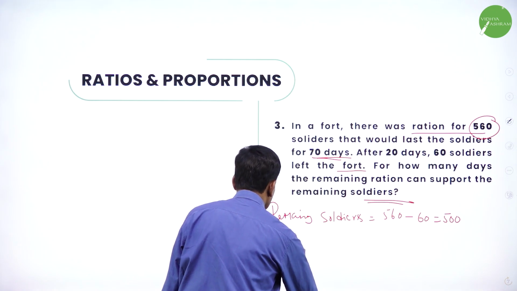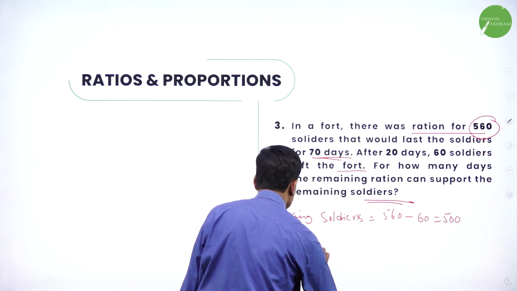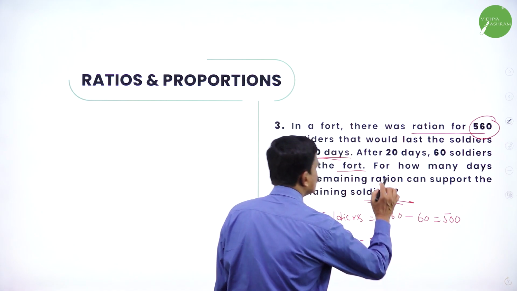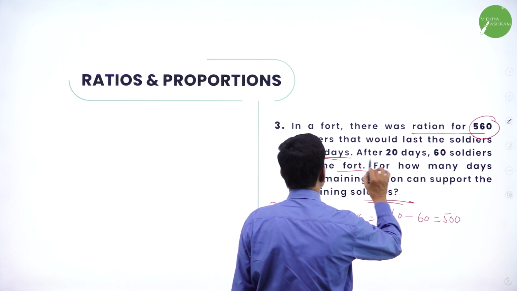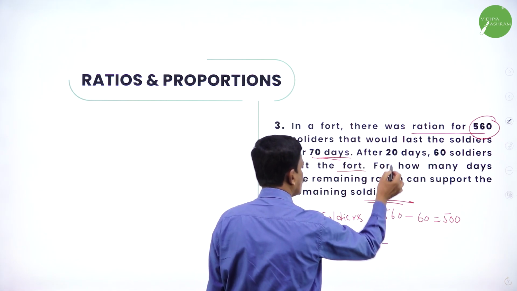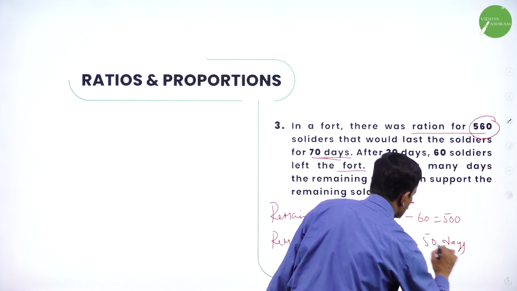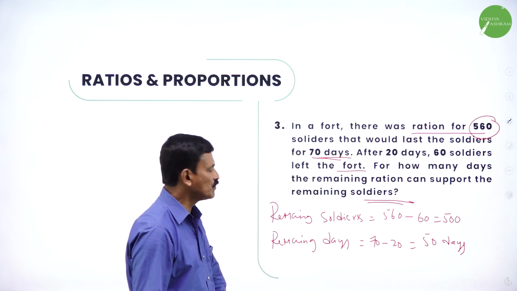How many days remaining? Originally there were 70 days, but after 20 days, minus 20, that means 50 days. So 500 soldiers and 50 days.